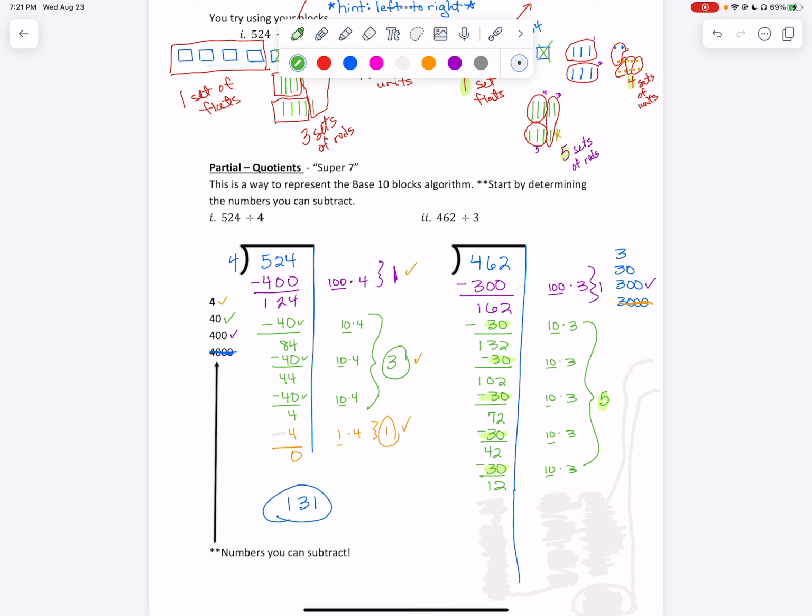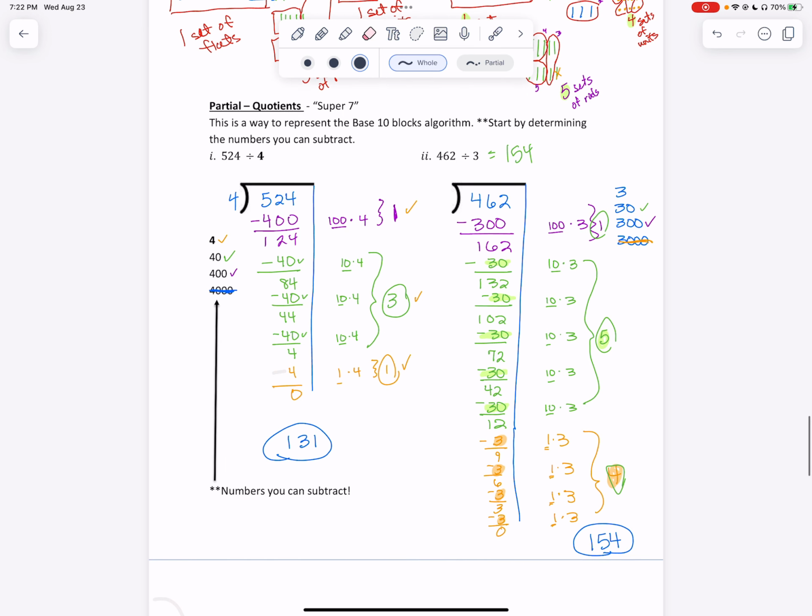So that part is done. Now I've got 12 left after I subtracted 30 5 times, so I can't subtract 30 anymore. I don't have enough. So now I'm going to subtract 3. Let's see how many times I'm going to subtract it: 1, 2, 3, 4. So my final answer is 154.